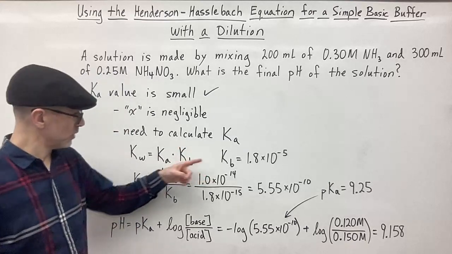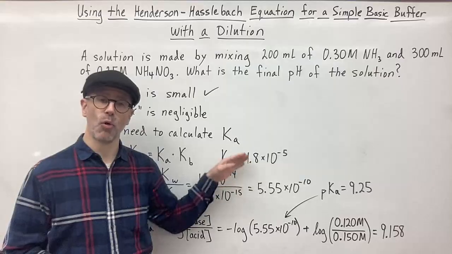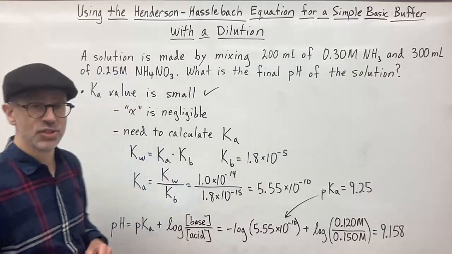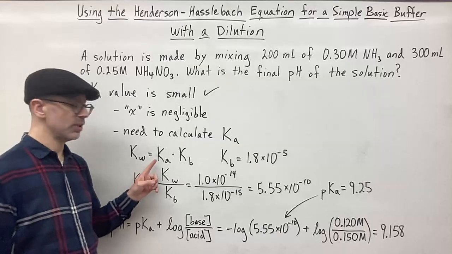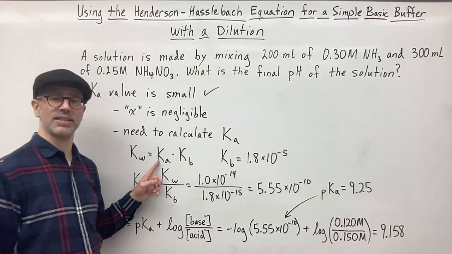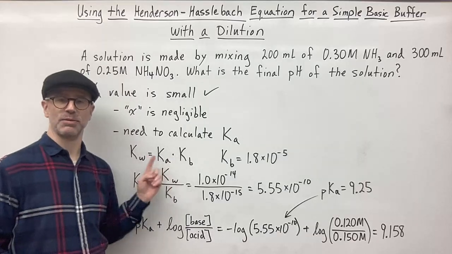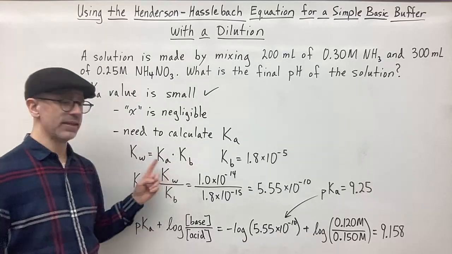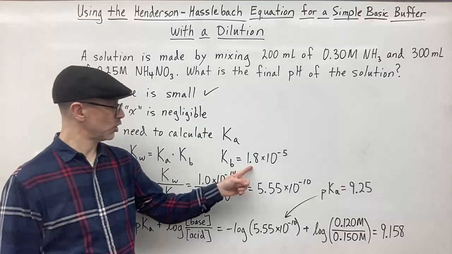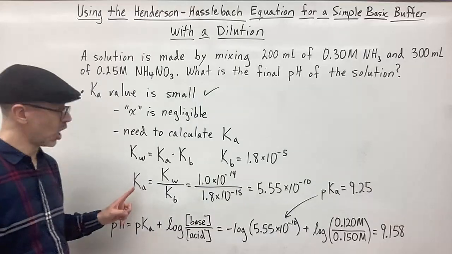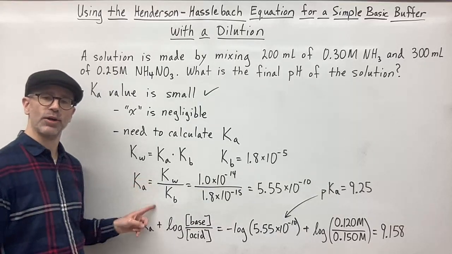So the Kb is equal to 1.8 times 10 to the negative 5 for the ammonia. And so we can use this equation: the Kw is equal to the Ka of the acid multiplied by the Kb of the base. These are a conjugate acid-base pair. So you multiply the Ka and the Kb together, you get Kw. Since we can look up the Kb, we can solve the equation for Ka. So Ka is equal to Kw over Kb.